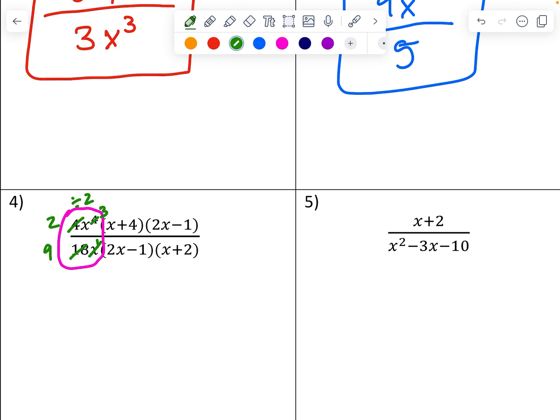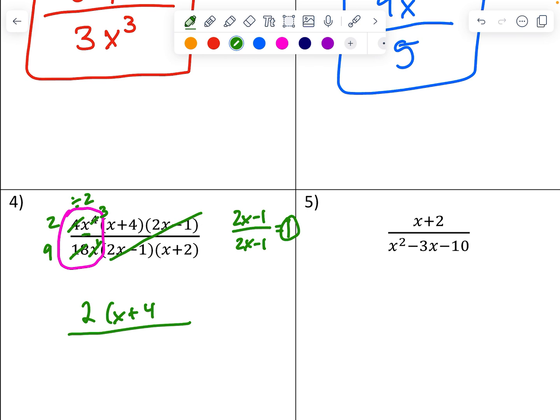Looking at the binomials, so those parentheses, I see a 2x minus 1 and a 2x minus 1. We talked about earlier about how if you have something divided by itself, it turns into a 1. So both of these can cancel out because they would turn into a 1, which is then going to be invisible. So what we're left with on the top, we've got that 2 still. And I still have an x plus 4.